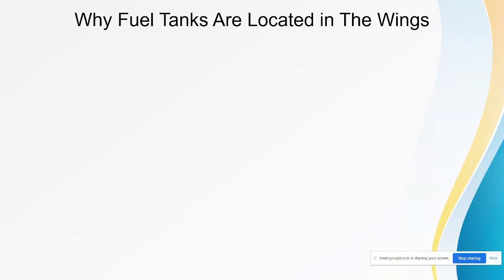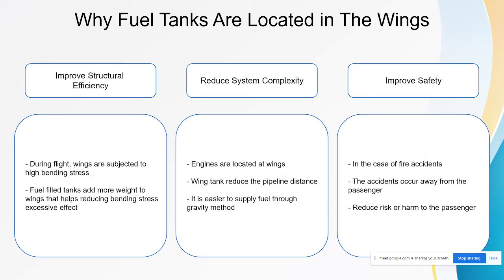Okay, so next. Why are the fuel tanks located in the wings? There are three main reasons as to why the fuel tanks are located in the wings.